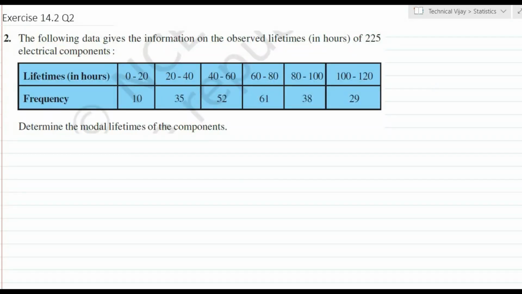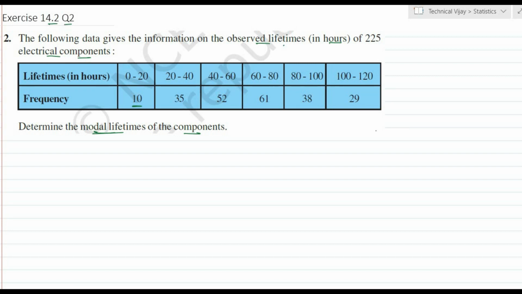Here exercise 14.2, question number 2. The following data gives the information on the observed lifetime in hours of 225 electrical components. Some devices he has mentioned, those lifetimes he has mentioned here. 10 devices are there which have a lifetime of 0 to 20 hours, and 35 components are there which have 20 to 40 hours of lifetime. In this way it has been given. Determine the modal lifetime. Here we have to calculate the modal lifetime of the component.